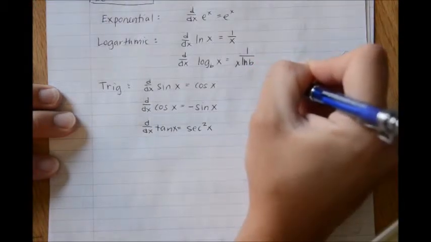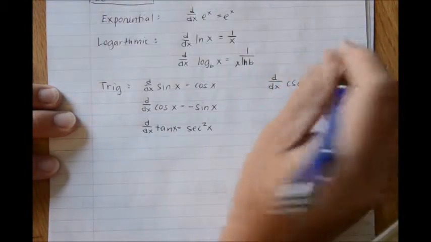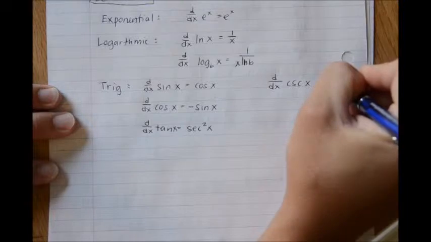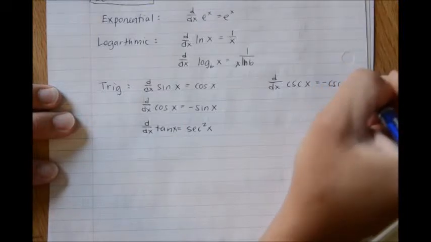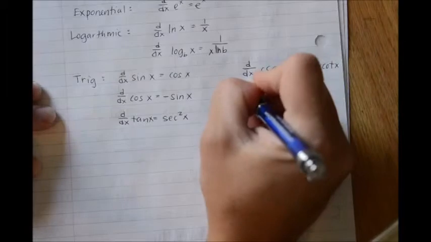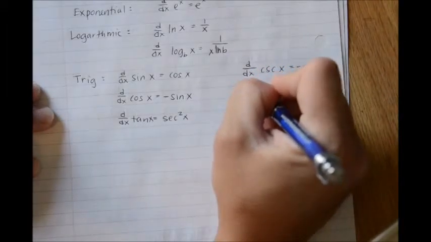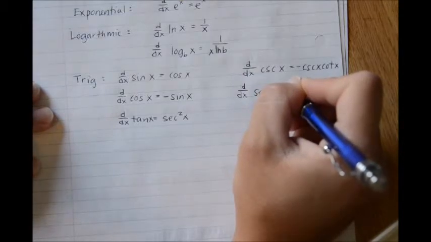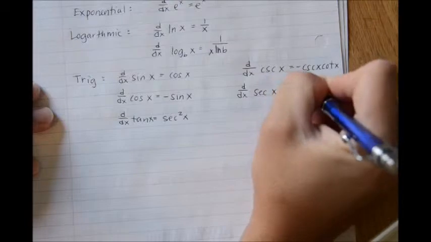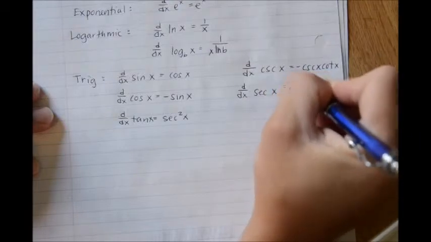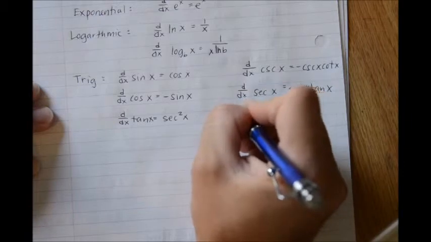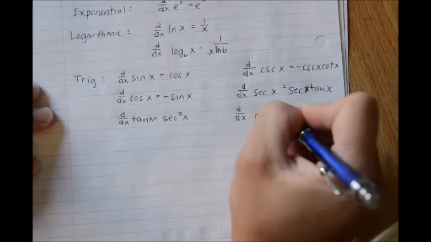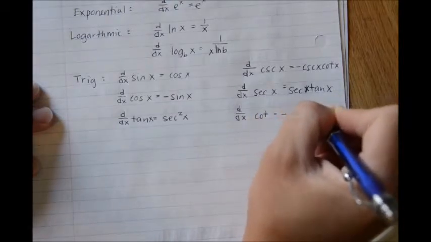The derivative of cosecant of x is equal to negative cosecant x cotangent x. The derivative of secant x is equal to secant x tangent x. And the derivative of cotangent is equal to negative cosecant squared x.